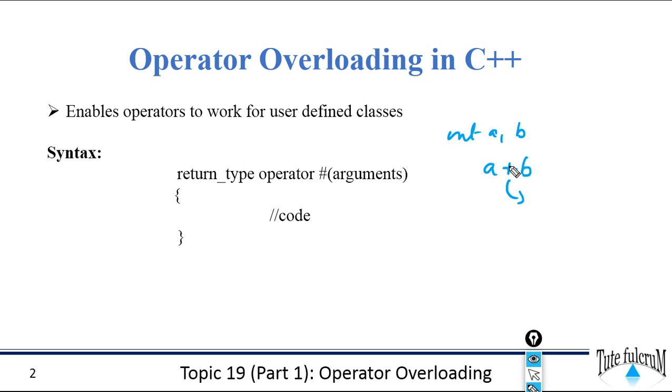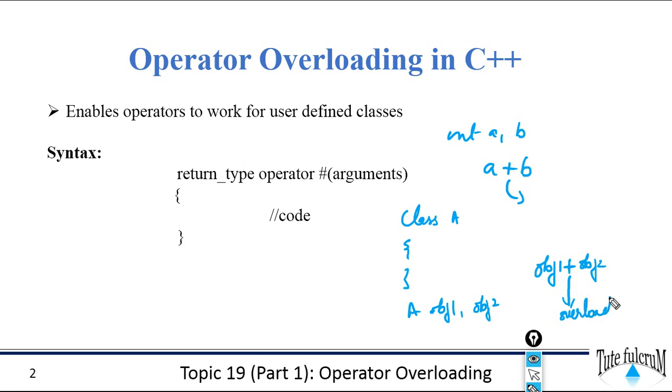But if you need to apply the same operator with the objects of your classes, say for example we have a class A and we have created objects, say obj1 and obj2, and you intend to compute the sum of these objects, that is, perform obj1 plus obj2, then in order to use the addition operator here, it is required to overload the operator plus. So this is the importance of the operator overloading concept in C++ programming language.